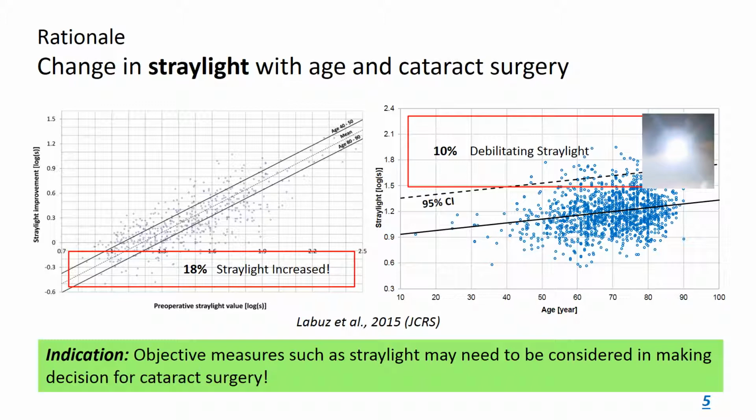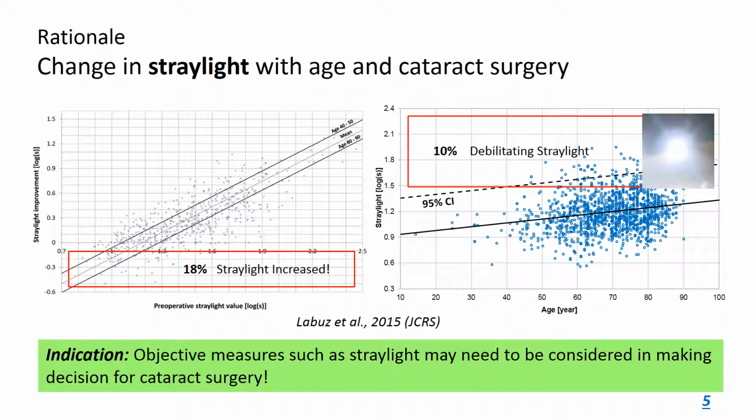However, up to 18% of cataract patients experience increase or no improvement in stray light after the surgery. The figure on the left shows that the relationship between the preoperative stray light value and its improvement after IOL implantation was different in the various age groups. The upper lines and the lower lines correspond to the age ranges 40 to 50 years and 80 to 90 years, respectively. This suggests that the older the patient is, the more preoperative stray light is required to achieve postoperative improvement.